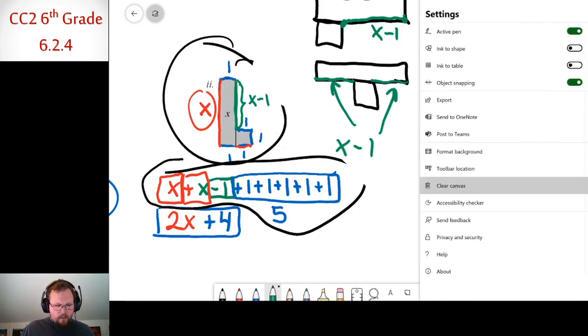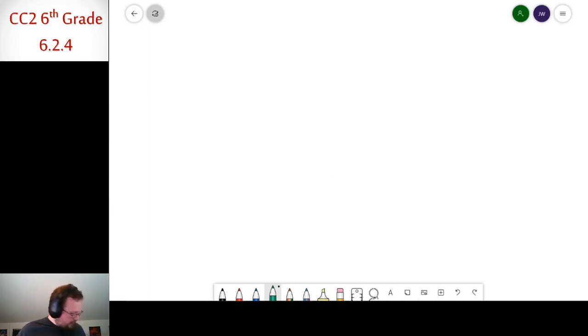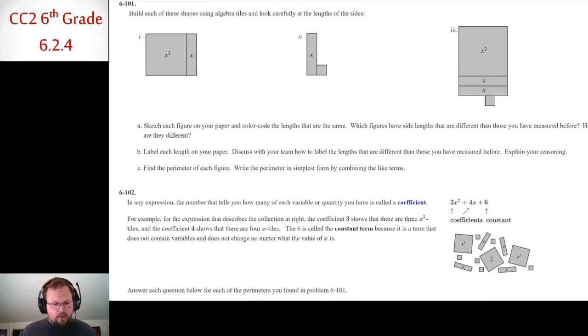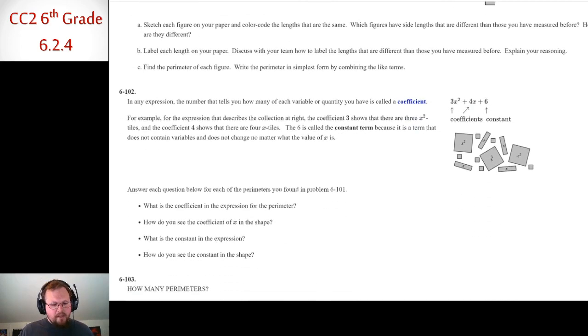So that being said, let's look back at the rest of this lesson. They do ask that you color code links that are the same. I strongly recommend that. Now, one of these vocabulary terms that's going to show up is called a coefficient. A coefficient is pretty simple. It is a number that tells you how many of each variable you have.